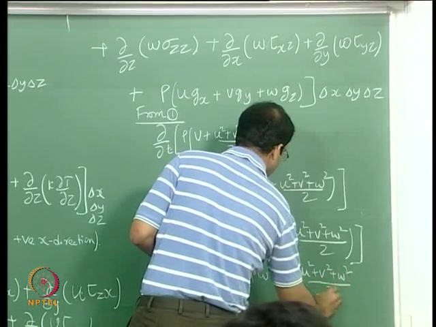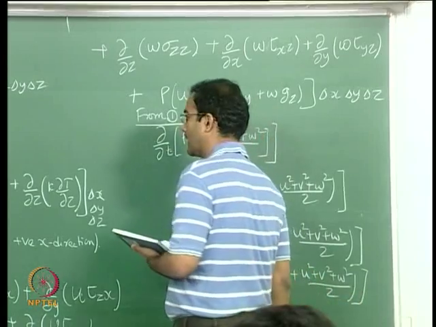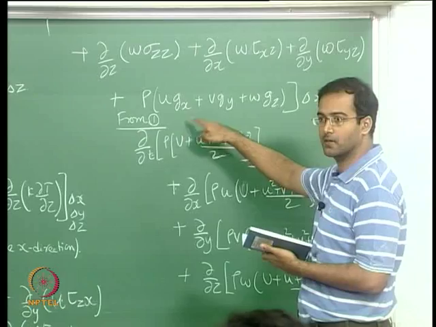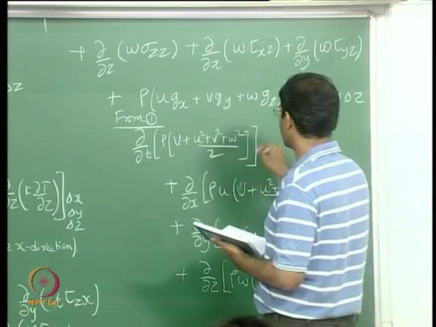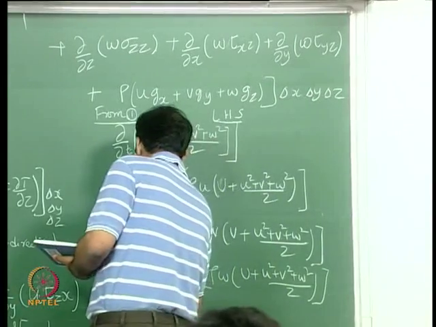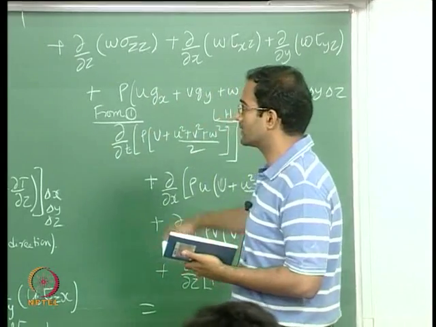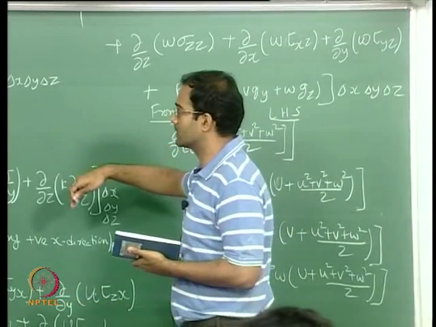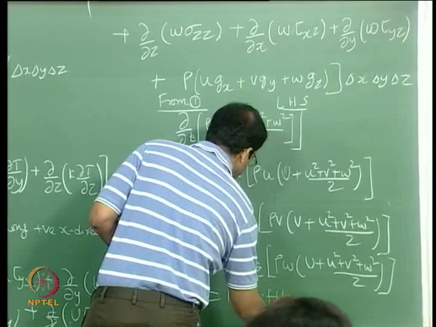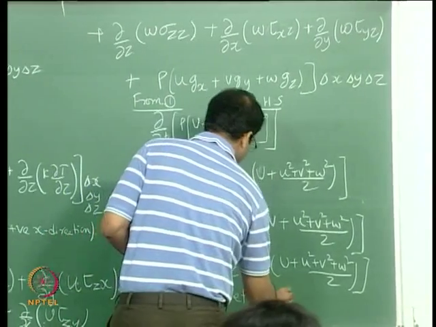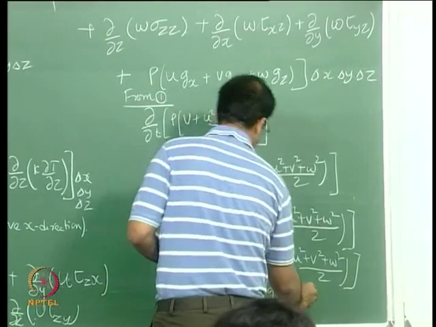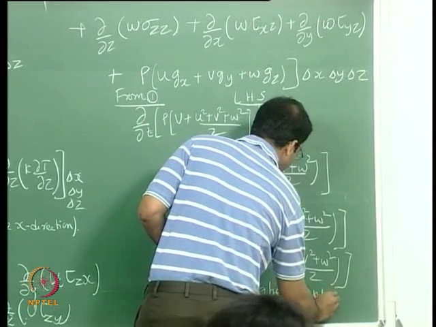So I have taken all the efflux of kinetic and internal energies towards the left hand side and combined that with the rate of change of energy. So this is my left hand side. Now this should be equal to, I am not going to write it down, it is taking too much space here, I will just mention this is equal to net efflux of heat plus net efflux of work.